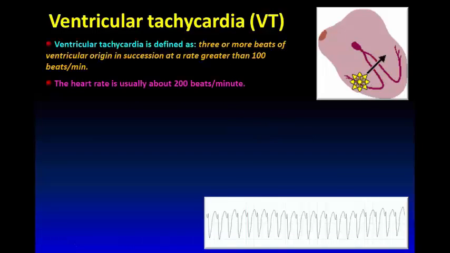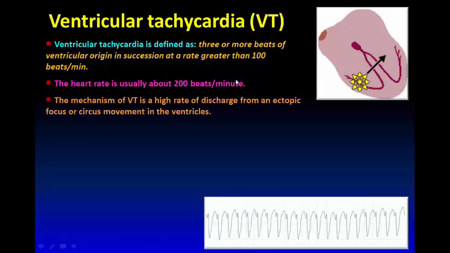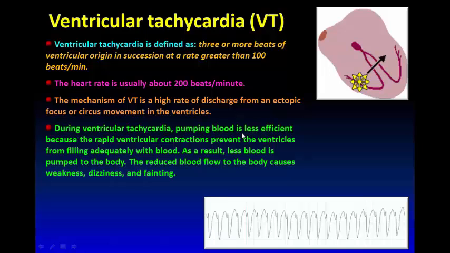Now let's describe a very important ventricular arrhythmia, which is ventricular tachycardia. Ventricular tachycardia is defined as 3 or more beats of ventricular origin in succession at a rate greater than 100 beats per minute. The heart rate in ventricular tachycardia is usually about 200 beats per minute, and the mechanism of ventricular tachycardia, the VT, is a high rate of discharge of impulses from a hyperexcitable ectopic focus or a circus movement in one of the ventricles. The atria would still beat according to normal impulses originating from the sinoatrial node during ventricular tachycardia.